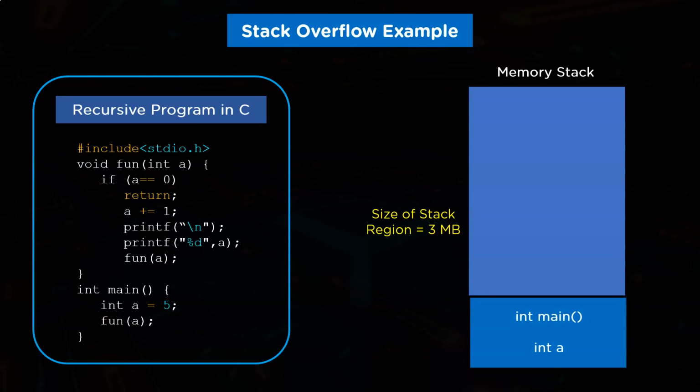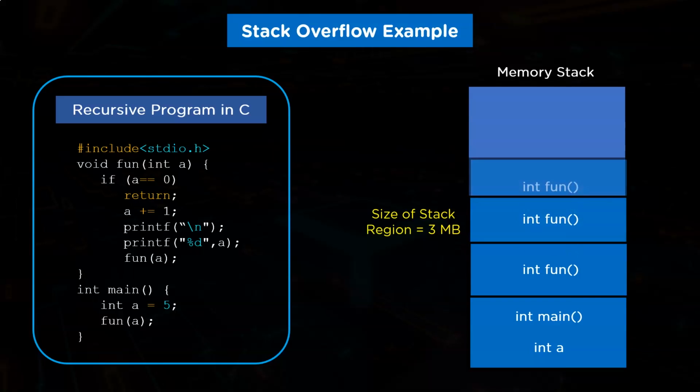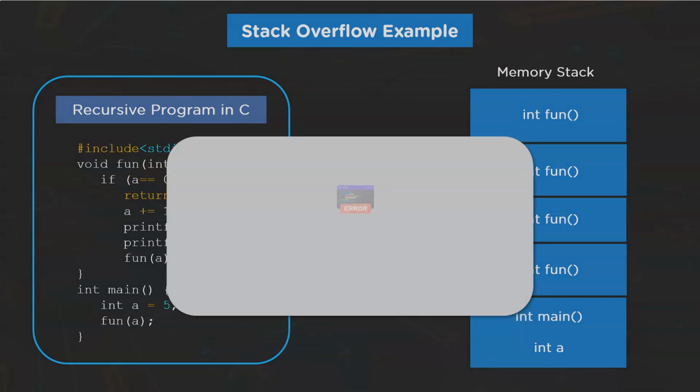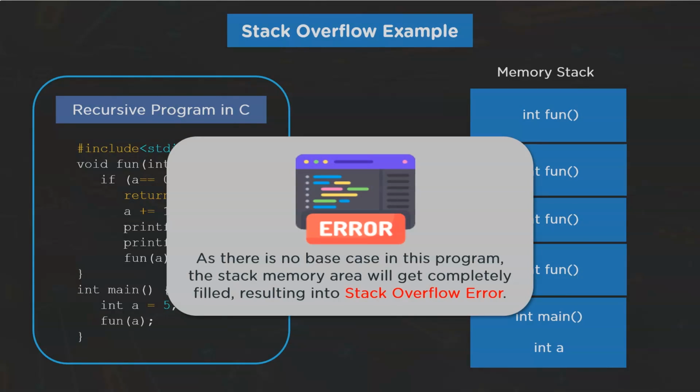At first, the main function will enter the memory stack. After that, the function named fun will enter the stack memory area as the main function invokes it. However, once the function fun is invoked, there is no stopping condition to halt it from getting executed repeatedly. So the function fun will keep on adding to the stack until the stack memory is exhausted. When the memory allocation occurring during runtime grows beyond the reserved memory for the stack, as we have seen in the previous slide, this is called a stack overflow error.